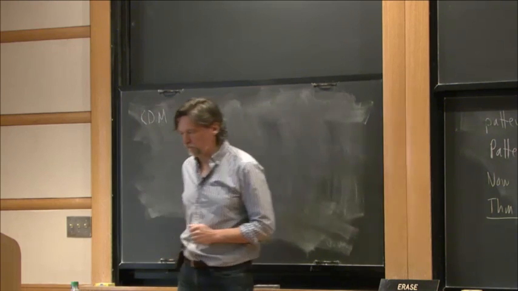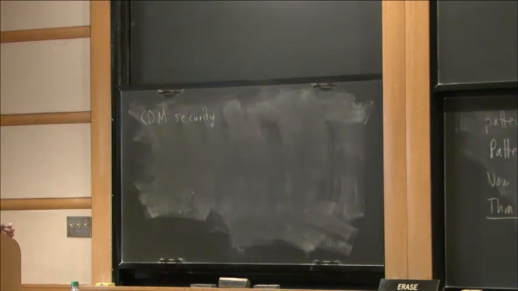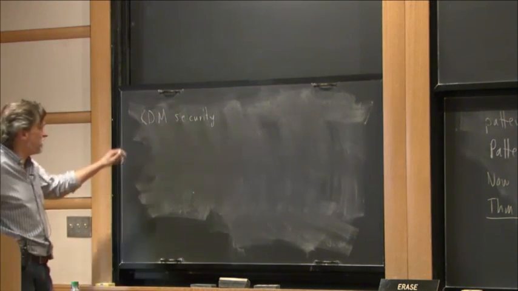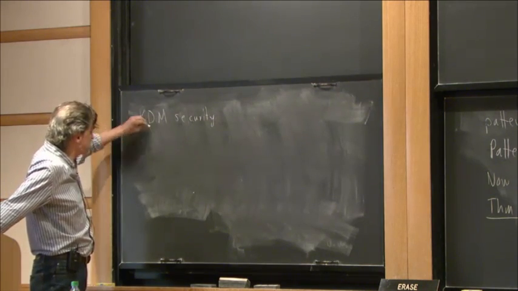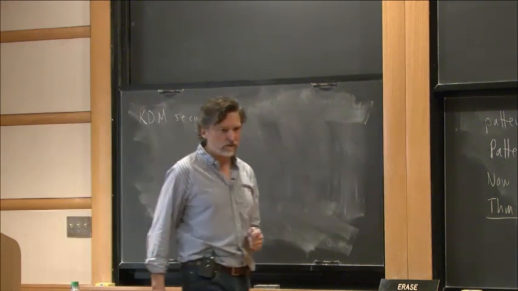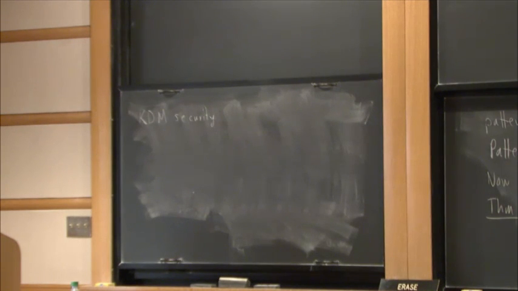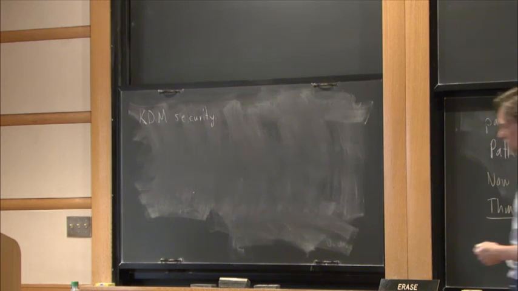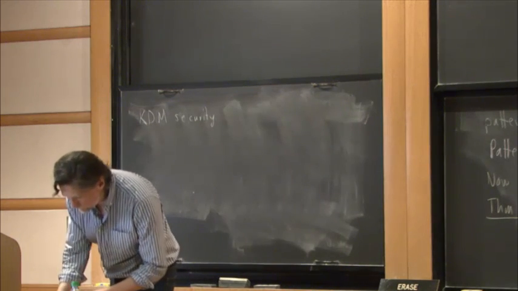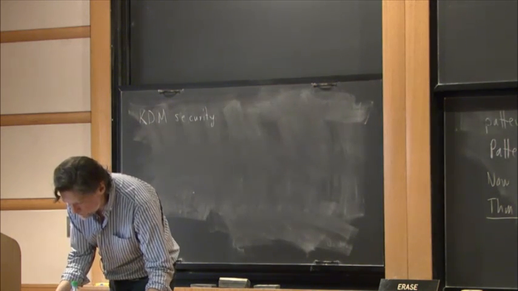So this is a very expanding field called KDM security. KDM means key-dependent messaging. And so we're going to consider situations where not only do we have key cycles, but we have settings where we're allowed to do encryptions of arbitrary functions of secret keys under public keys. So we'll be working in a public key setting.